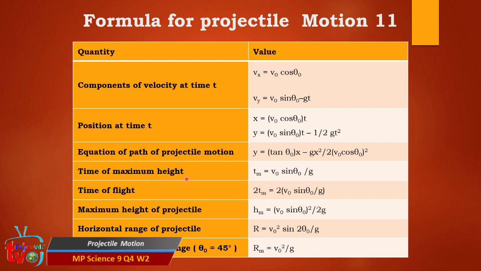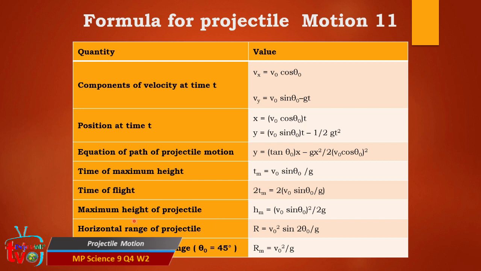The time of the maximum height is equal to t is equal to the initial velocity sine theta over g. For the total time of the flight, it will be twice the maximum time, the time the ball reached its maximum height. And for the maximum height of the projectile, we have here h is equal to the quantity initial velocity sine theta raised to the second power over 2g.